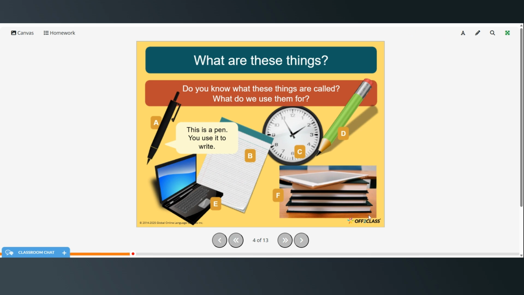All right, so what are these things? And do you know what we use them for? So the first one, we would say this is a pen. You use it to write. So try the rest of these. So letter B, we could say this is note paper. You use it to take notes.